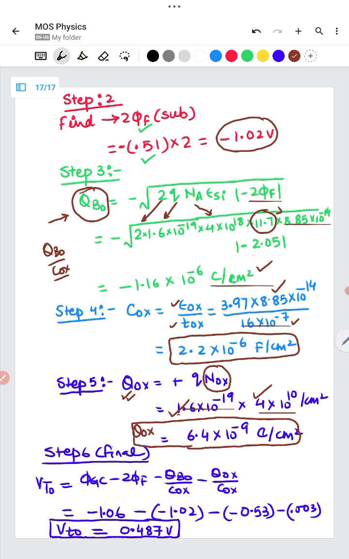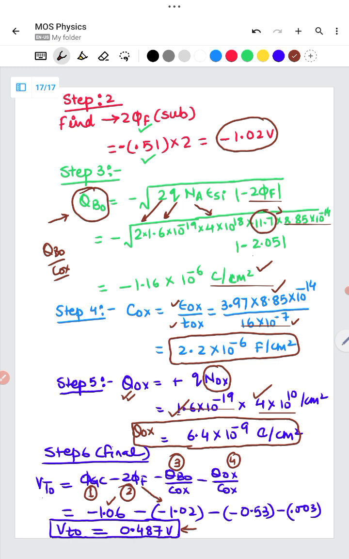Now step 6 is the final step, where you put all the terms together. So VT naught, we already know there are 4 terms: phi Gc is number 1 term, 2 phi f number 2 term, number 3 is QB naught divided by COX, number 4 is QOX divided by COX. When you put all these values, this is already in minus, so keep in minus. The values of these quantities, you have to put with the sign also. So when you put with the sign and you calculate it, it comes out to be 0.487 volt. So this is the threshold voltage of this particular MOSFET, where you have the doping density of the substrate around 10 to the power 18.